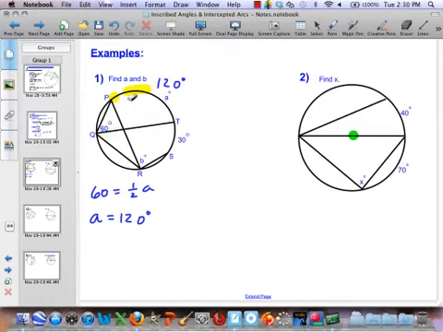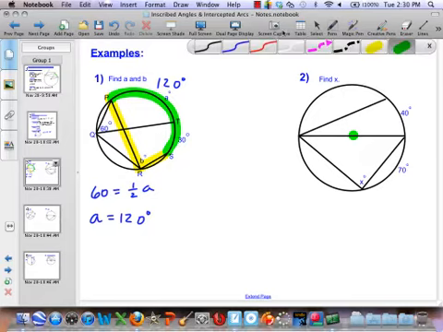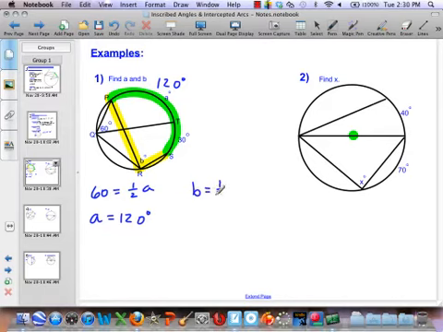Okay, very good. So that means that angle B is PRS, which intercepts arc PTS. So that means that angle B is half of 120 plus 30. So half of 150. So B is 75 degrees.